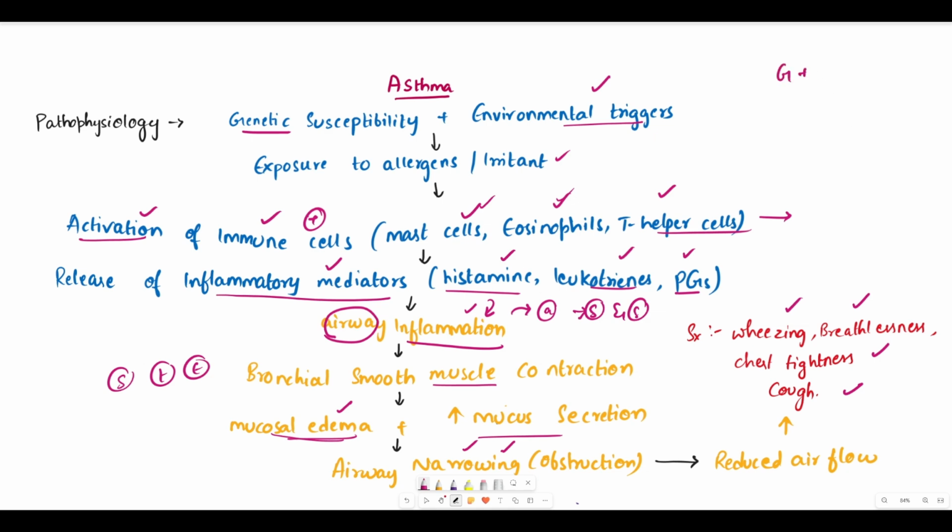Because of genetics or any kind of triggers, the immune system gets activated, due to which there is a release of inflammatory mediators, due to which airway inflammation happens. This leads to bronchoconstriction and excessive mucus secretion, thereby causing narrowing of the airways, due to which the airflow is reduced, thereby leading to the asthma symptoms. So that's the complete pathophysiology of asthma.